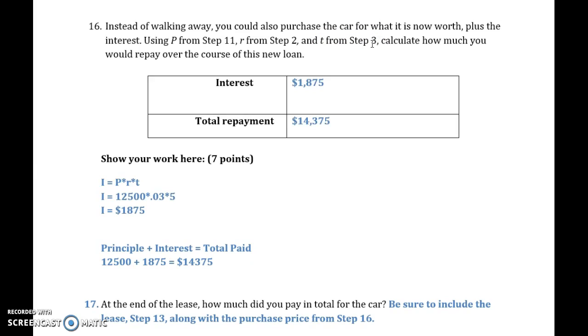And once again, we're looking at buying a vehicle. So with those values, plug them into the interest formula and get how much interest you will owe on this new loan. And then how much total we had to pay. It'll be your principal, which was from step 11, plus the interest you just calculated. Add those together to get the total you'll have to pay.